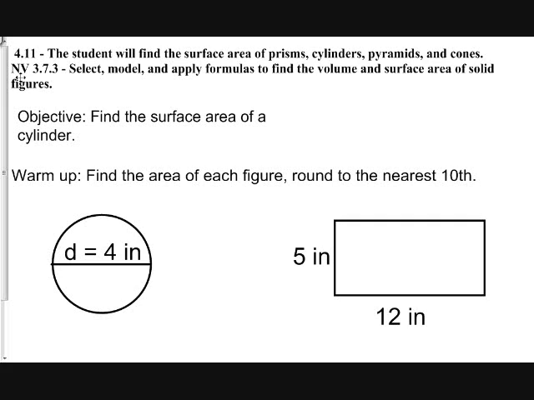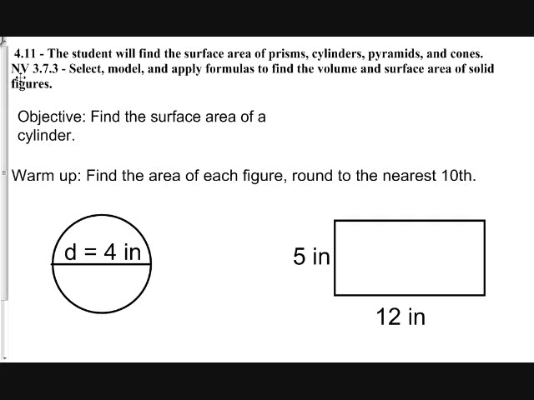Today's lesson is about finding the surface area of a cylinder. The student will find the surface area of prisms, cylinders, and pyramids. This is standard 4.1 and related to Nevada standard 3.73. The objective: find the surface area of a cylinder.